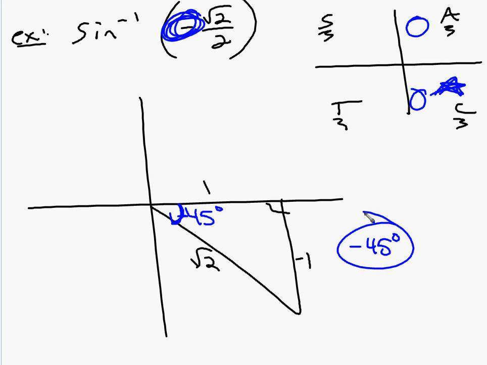And the reason we use negative 45 is because inverse sine is not defined over here. It's not defined over there. We can't go through there and say 315 degrees. It's only defined in the first and the fourth quadrants. So there's a quick review for inverse trig.